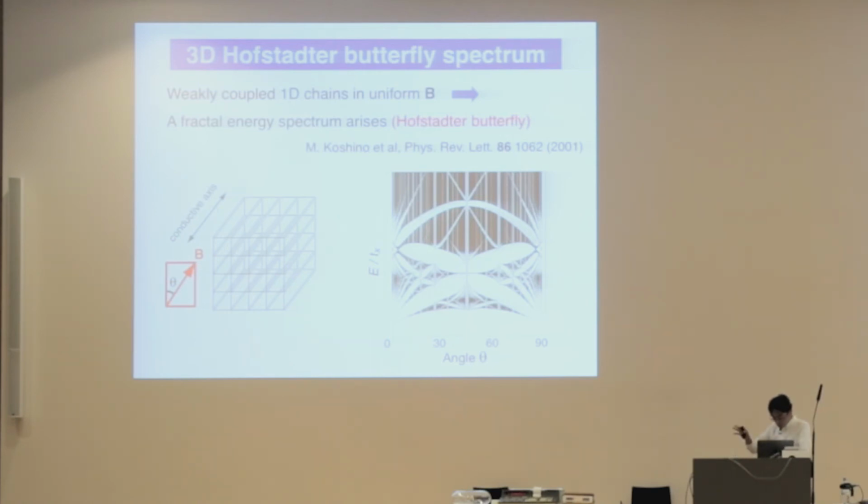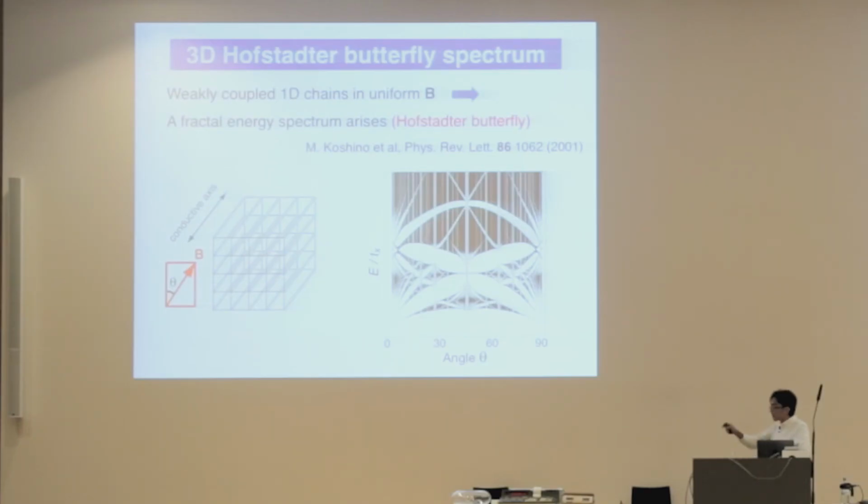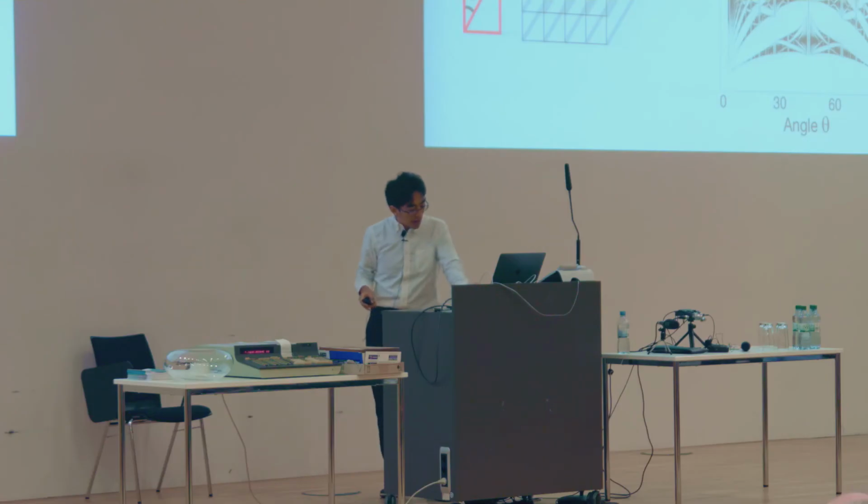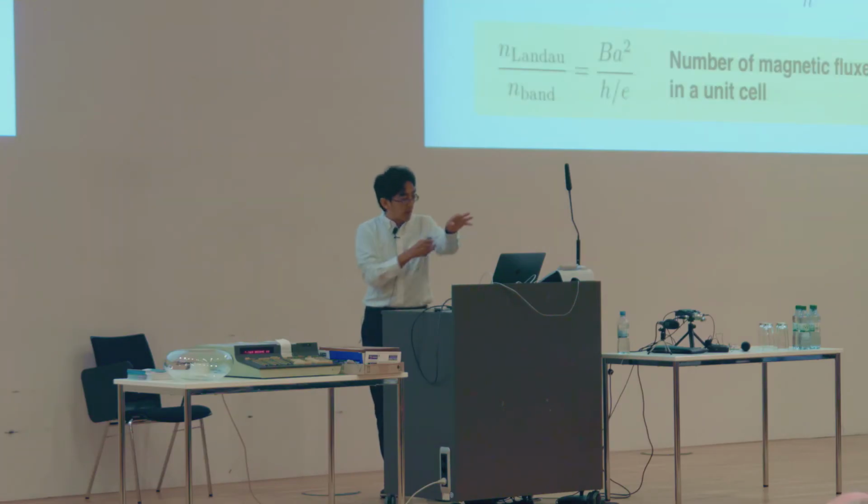The usual Hofstadter butterfly is plotted against the magnetic field amplitude, but this is plotted against the angle. So we fix the magnetic field amplitude and tilt the angle from the y direction to the z direction, and then we get this Hofstadter butterfly, which apparently looks very similar to the 2D butterfly, but it's somewhat different. So I should explain why this happens.